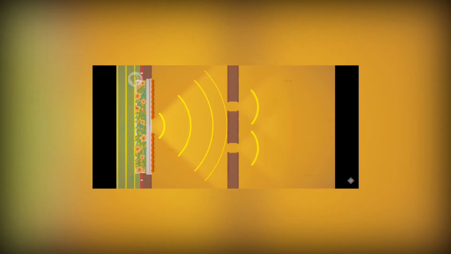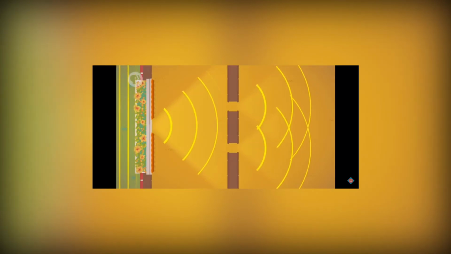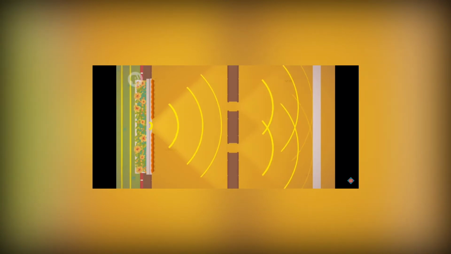Then he positioned a plate with 2 more tiny slits cut into it, spaced very close together, so that the single beam of sunlight passed through them. Finally, he placed a screen behind the slits. If light were just a stream of particles, you'd expect to see 2 bright lines on the screen behind the 2 slits. But that's not what Young saw.